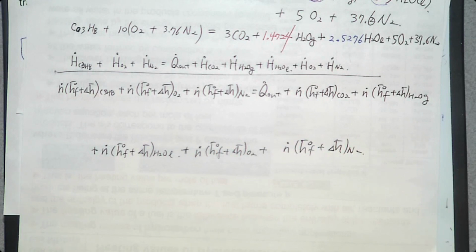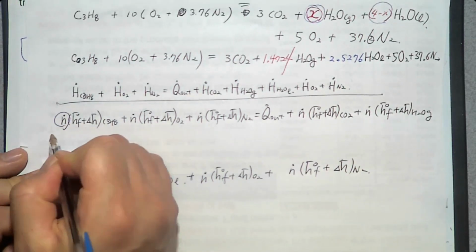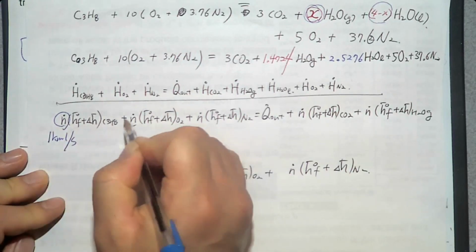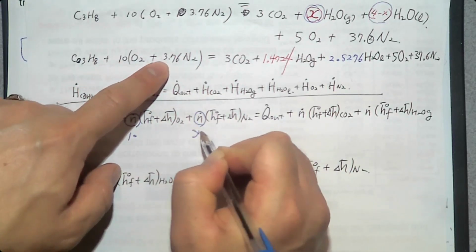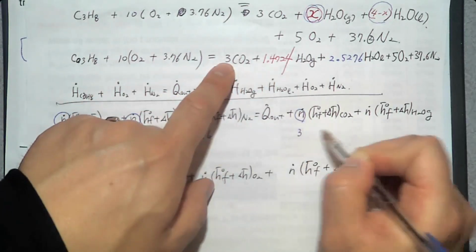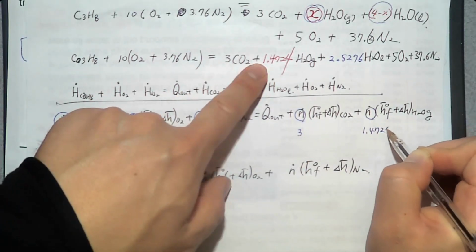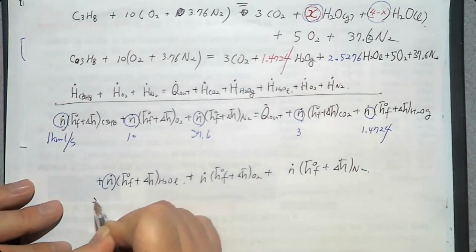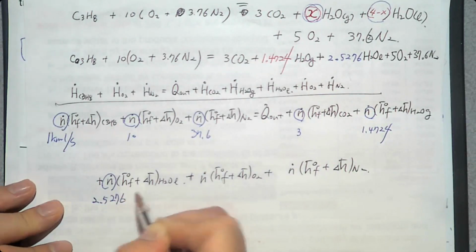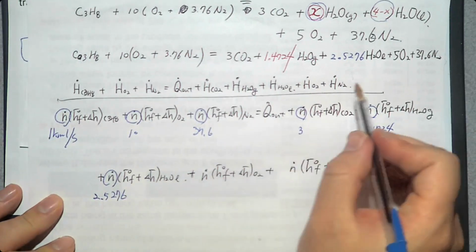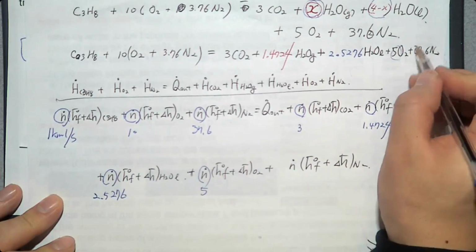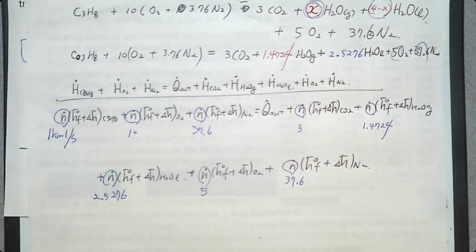Okay, N dot first. Now you know how to do that. We assume that this one is 1 kilomole per second. What is this one? 10. What is this one? 37.6. What is this one? 3. This one, 1.4724. This one, 2.5276. And this one, 5. 37.6. Now, what is the enthalpy of formation of oxygen and nitrogen? 0.